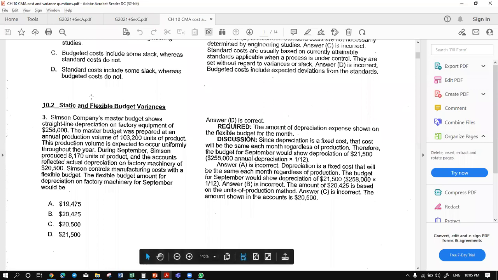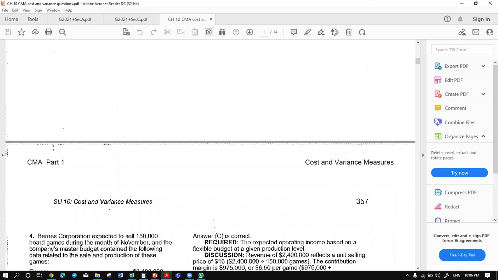Because of this one question, I explained so many things. Here you can see they mention the company master budget shows straight line depreciation of 258,000. This is the master budget, so we will take the standard values, not the actual. Okay, remember. Anyway, let's come ahead.